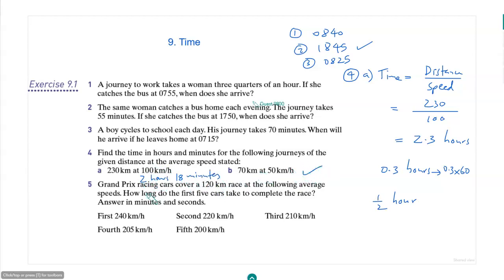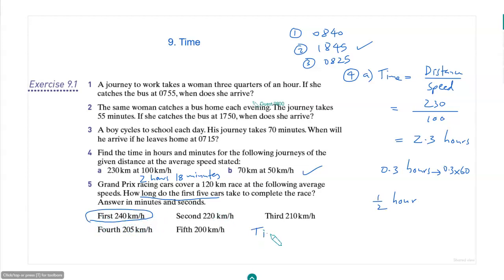Okay. Then, Grand Prix racing cars cover a 120-kilometer race at the following average speeds. How long do the first 5 cars take to complete the race? Answer in minutes and seconds. So you need to find the time. How long does it take? So let's do for maybe the first and the last.